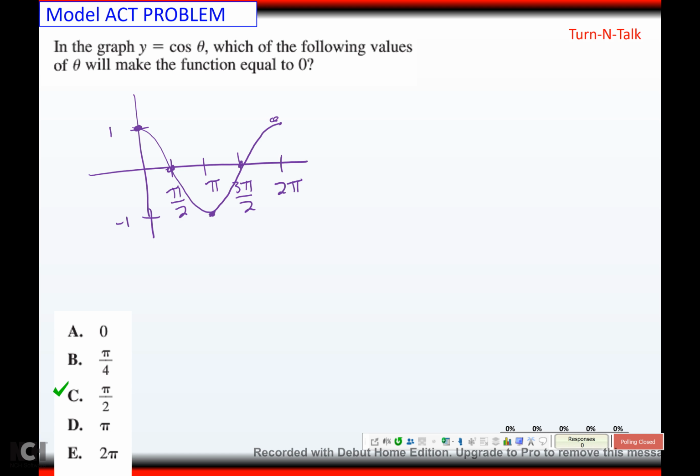There's cosine. Well, which of the following values of theta will make the function equal to 0? Pi over 2 and 3 pi over 2. Well, the only one that's there is pi over 2.